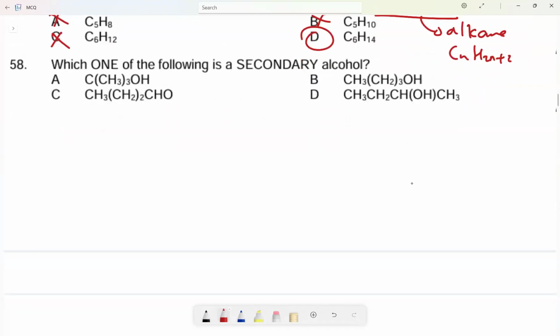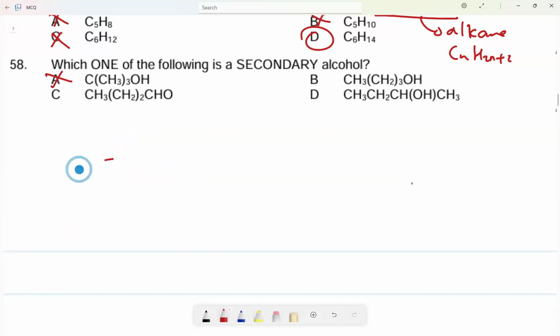Which one of the following is a secondary alcohol? Secondary alcohol, when I look at this, it tells me it is C again, and it is surrounded by three branches. That C is surrounded, remember a bracket means branch, by how many branches? 3. So it's going to be CH3 here, CH3 here, CH3 here. Then I have OH. This is the key. The carbon bonded to the OH is the key. It's bonded to how many? 1, 2, 3. So this is a tertiary.